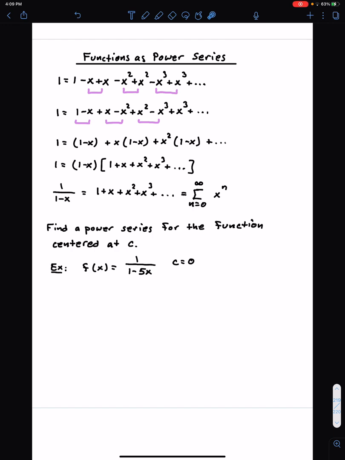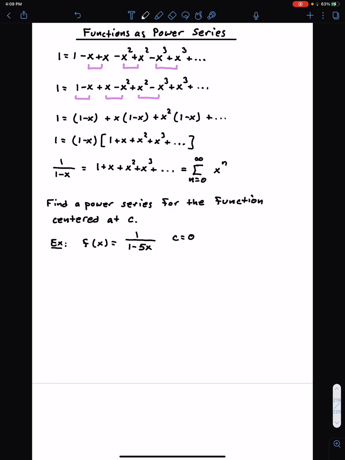So find a power series for the function centered at c. F of x equals 1 over 1 minus 5x centered at c equals 0. So this is in the form 1 over 1 minus x. So I can rewrite this sum as f of x equals the sum as n goes from 0 to infinity of 5x to the n.